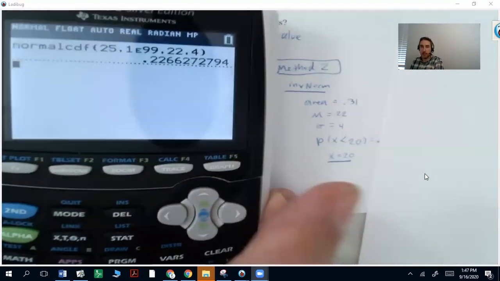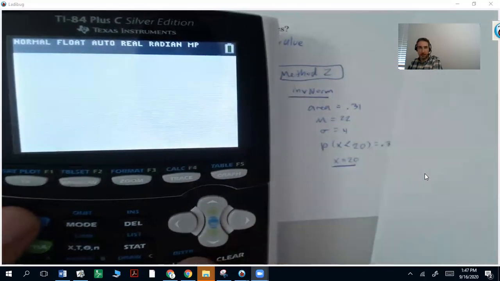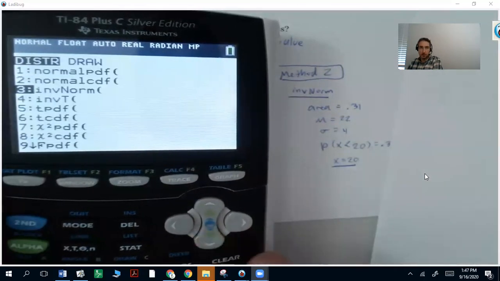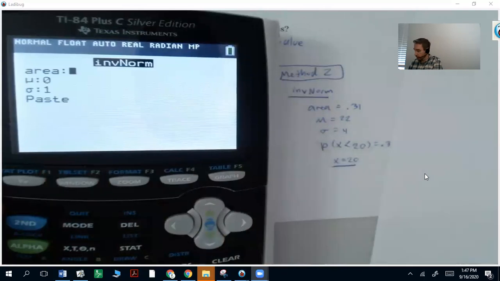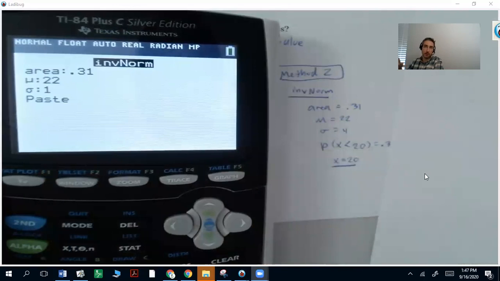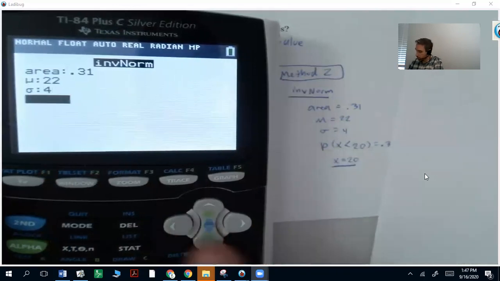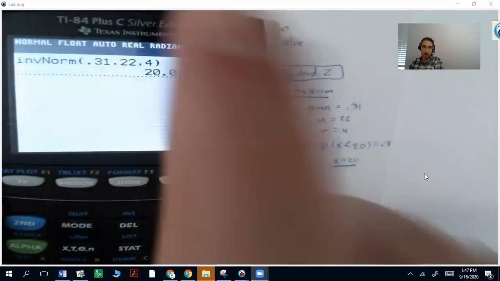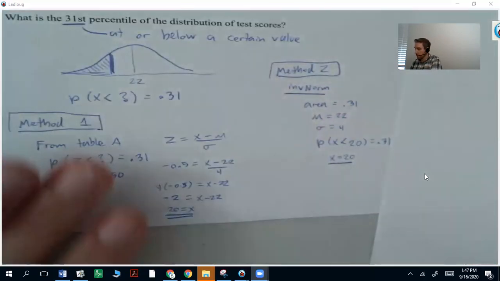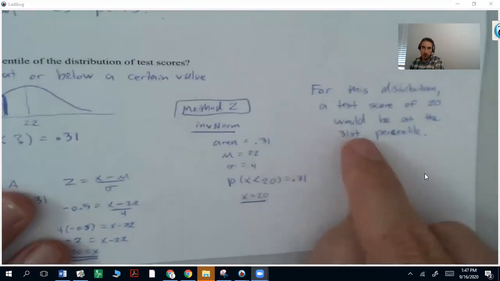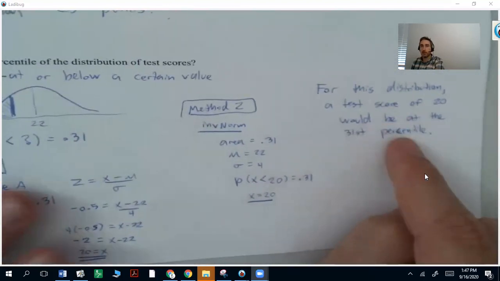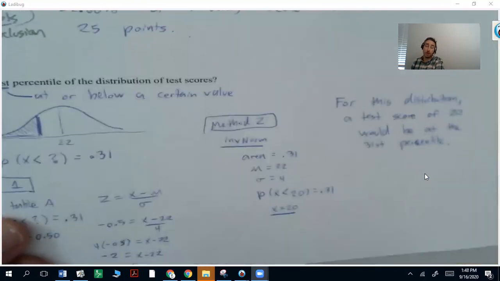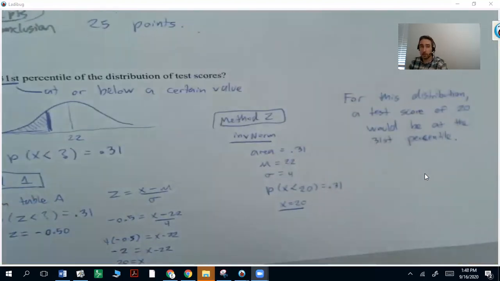The other approach for that is inverse norm. You do second vars. You go down to the third option. The area would be 0.31, mean of 22. If you have an older calculator, put a comma between your numbers. And that also gives you 20. So to interpret it, for this distribution, a test score of 20 would be at the 31st percentile. So you could also say about 31% of students scored at or below 20.